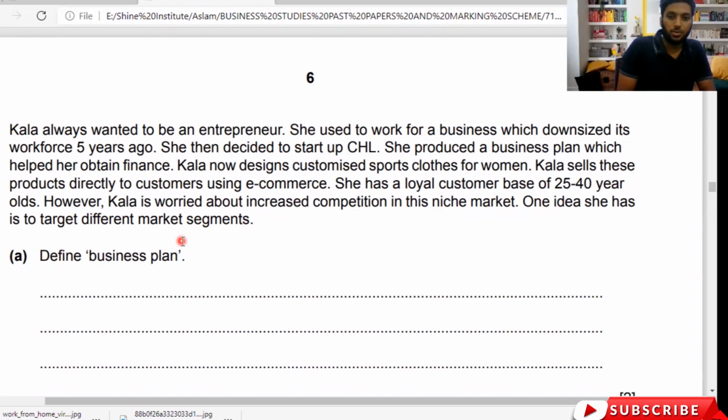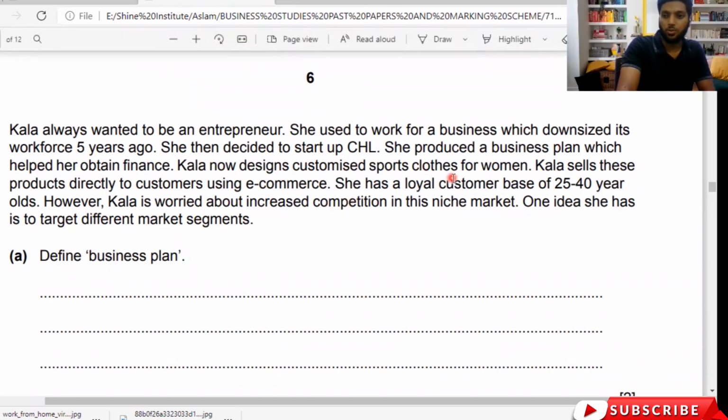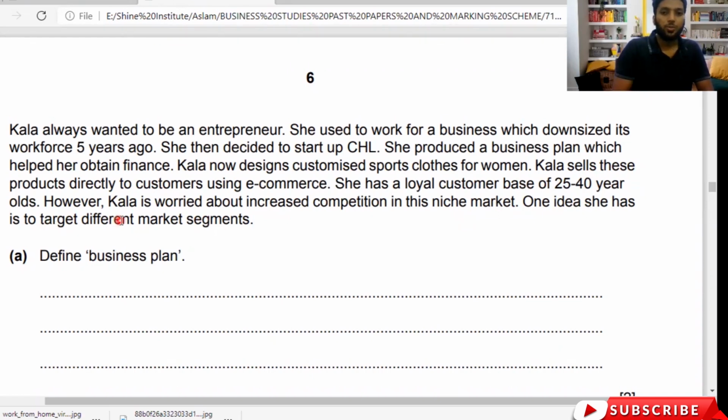So she has planned to start up a company called CHL, but she needed to prepare a business plan. After preparing the business plan, she can expand. That's what she's thinking. Now she is designing customized sports clothes for women, and she has a good customer base within 25 to 40. And they are saying that she is trying to market her products into different segments. So before moving on to the question, guys, we need to understand what a market segment is. Market segment means dividing a specific market into small parts and focusing on that particular part. So let's start the question together.